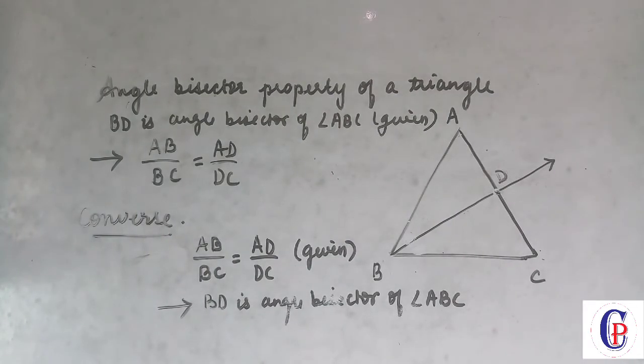So sometimes you need to apply that AB upon BC is equal to AD upon DC will be given to you in the question, and this will be your answer, meaning it will be the converse. Like we discussed the angle bisector property of a triangle and its converse, we didn't discuss the converse of BPT. So let us discuss that.